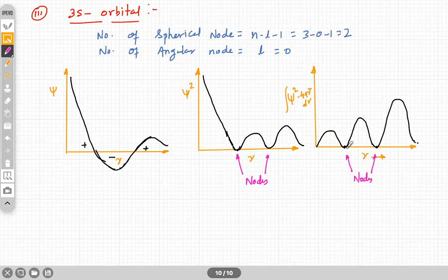Whatever this distance is, R1 and R2, you can draw two spherical surfaces at this distance, R1 and R2. That would be the angular node, sorry, a spherical node for 3s orbital.